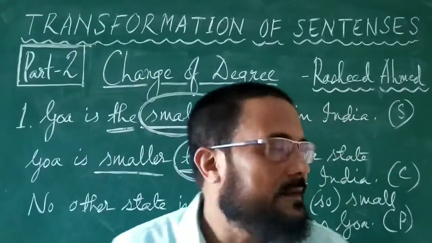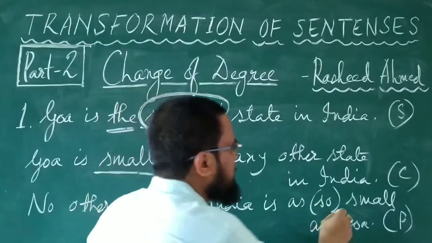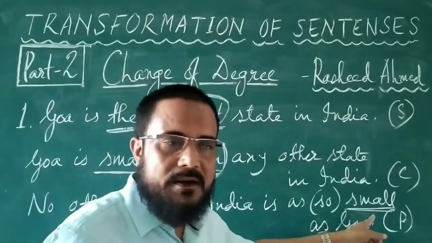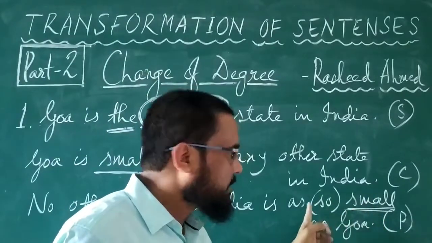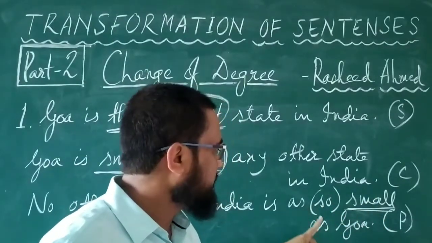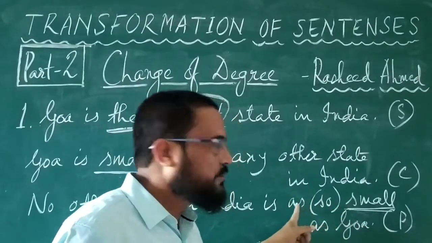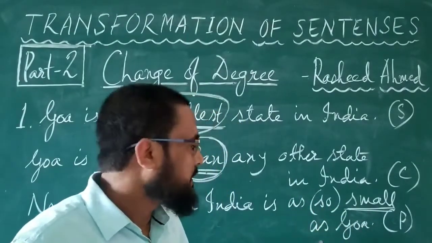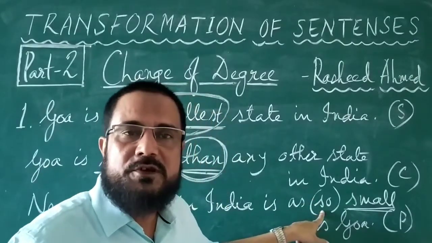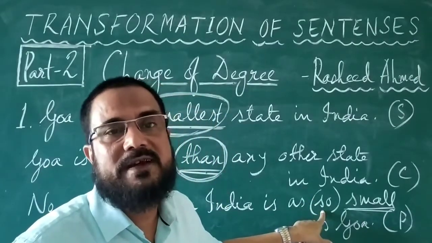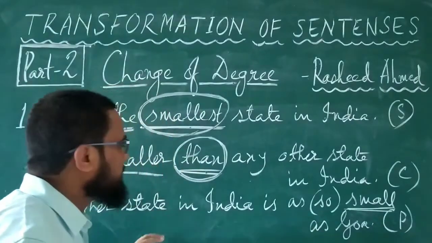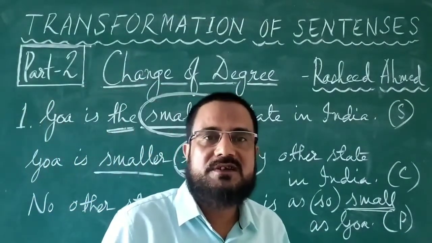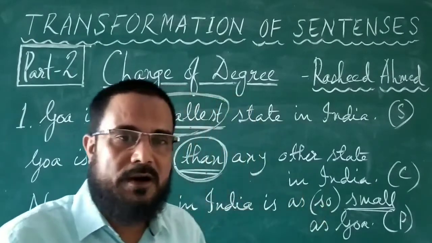And in case of positive degree, before and after the positive degree word, here the word small is the adjective, and this is in positive form, "as" is used. Before small, "as" is used, after small again "as" is used: as small as. In case of the first "as", if you wish, you can use "so" instead. You can say, no other state in India is as small as Goa, or no other state in India is so small as Goa.